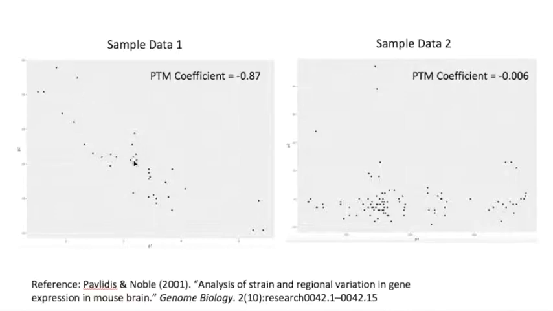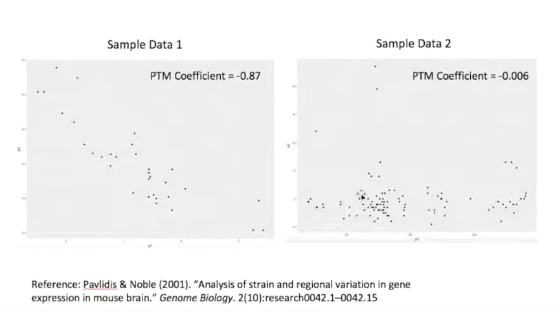And when we run this data, the profile on the x-axis and the profile on the y-axis, through the automated PTM script, the value that comes out is minus 0.87, which makes sense given how this data is distributed. You see how the data lines up in a relatively straight line, and it goes from upper left to bottom right, meaning it's a negative slope.